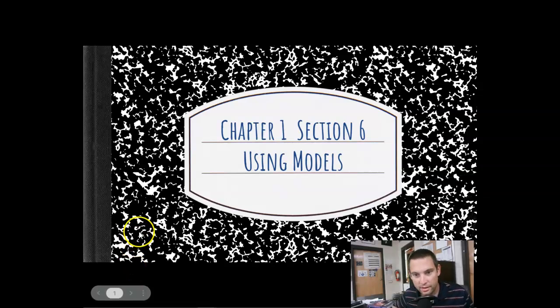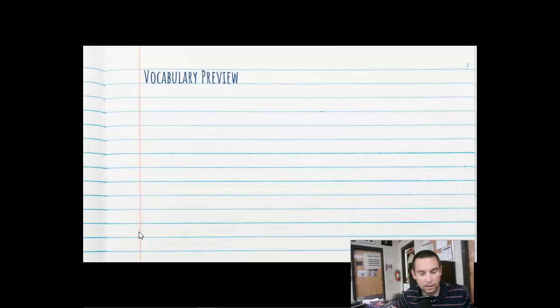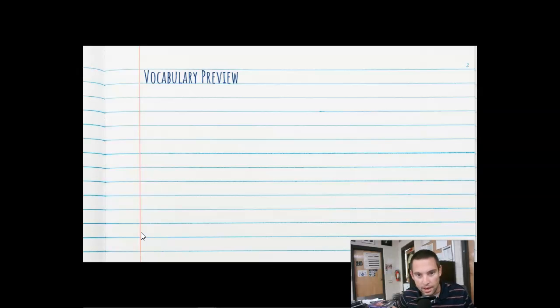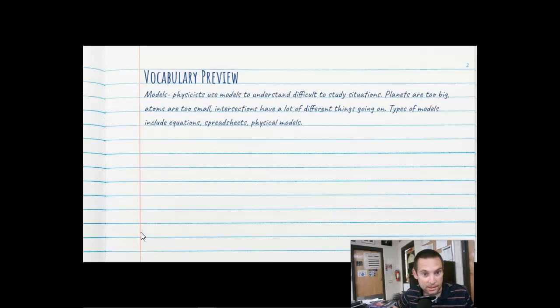All right, here we go with Chapter 1, Section 6, using models. In this section, we used a spreadsheet as a model of an intersection where we could easily change different variables to see what would happen, how our intersection changed, or the safety changed.